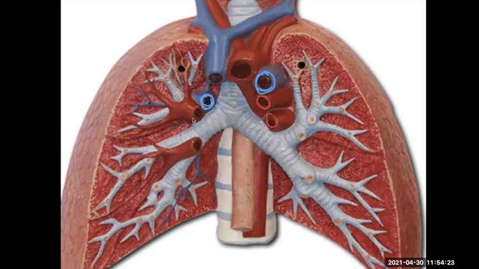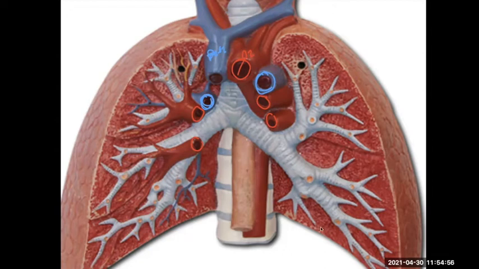Then what are these right here? The red and blue here are indicating oxygenated and deoxygenated blood. Your aorta obviously has oxygenated blood in it, and your vena cava obviously is deoxygenated. But that's your systemic circuit. Why are we pumping blood into the lungs? For it to become oxygenated.